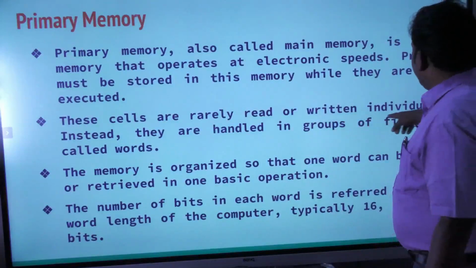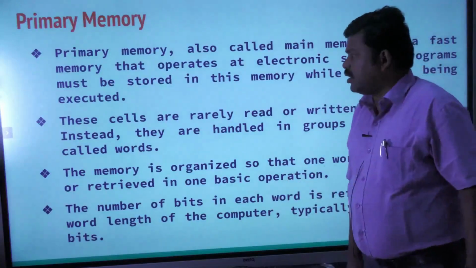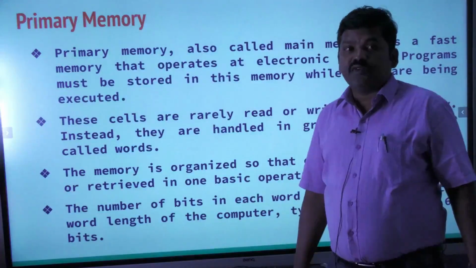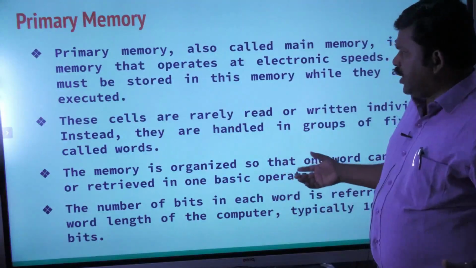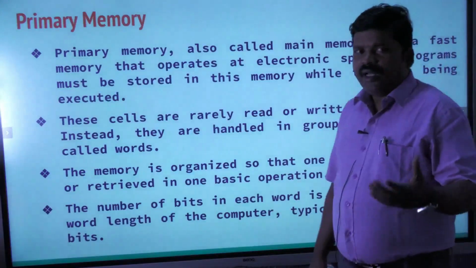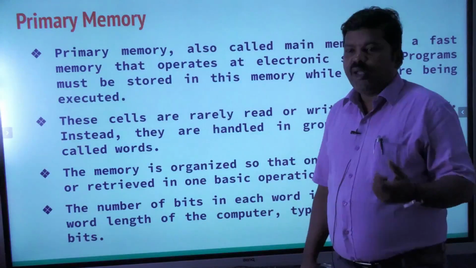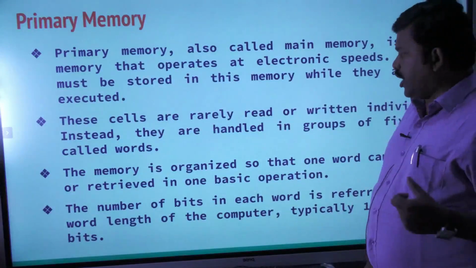They are not used for read or written individually. Instead they are handled in a group of fixed size called words. Normally the memory transfer happens in the form of memory words, because memory contains so many different cells, depending upon the size. The data will not be read or written individually, but in combinations of words. The word size depends upon the system architecture.